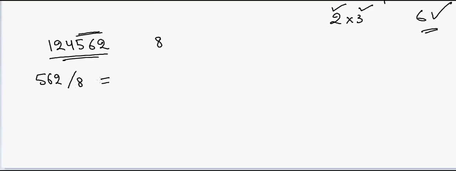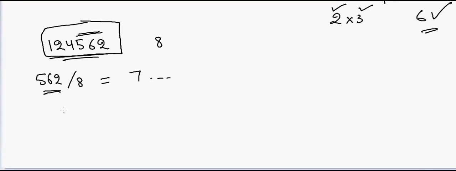So from this I can see that 7 and then something which is not divisible by 8. So this number is not divisible by 8. So this whole number should not be divisible by 8.